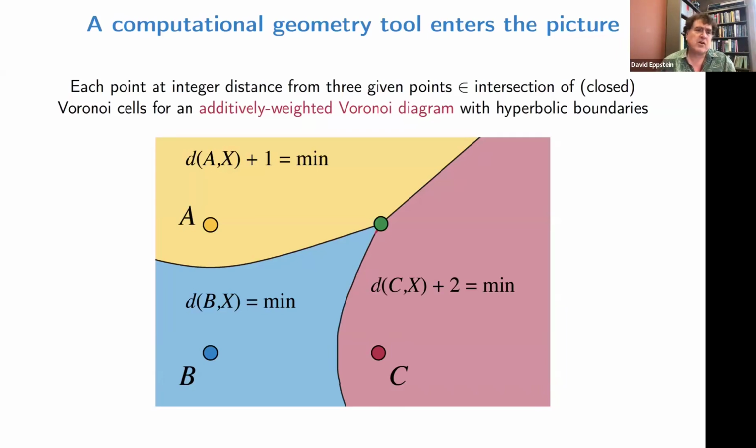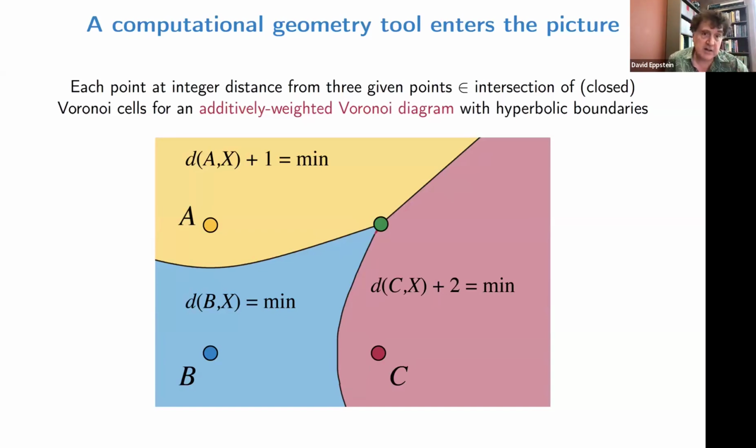I'm going to think of a Voronoi cell as being a closed set. So the Voronoi cell of C is the system of all points in the plane for which C is one of the minima in this minimization diagram. This yellow cell contains its boundary. It's a system of points in the plane for which A is one of the minima. And so this green point belongs to the intersection of all 3 of those closed cells.